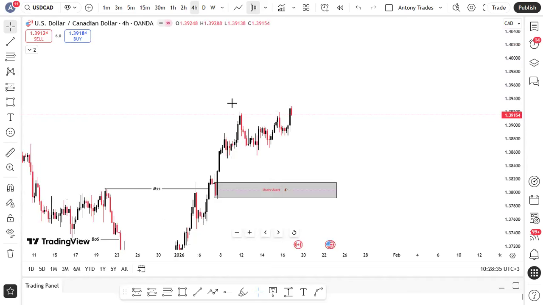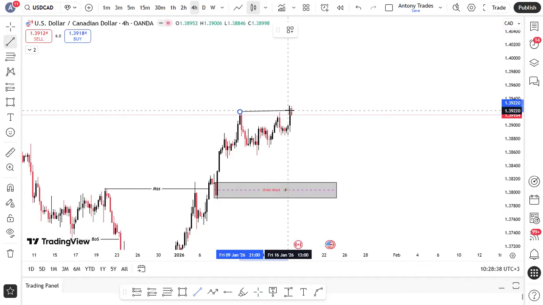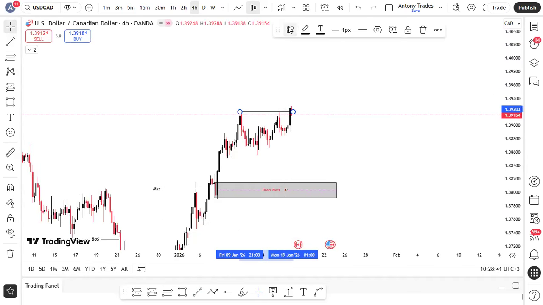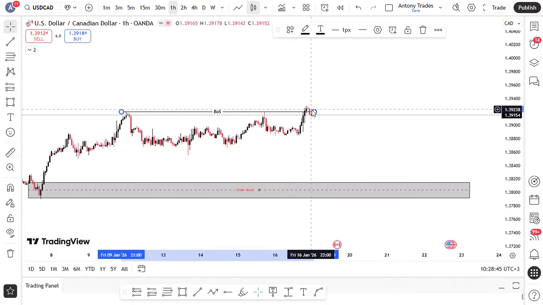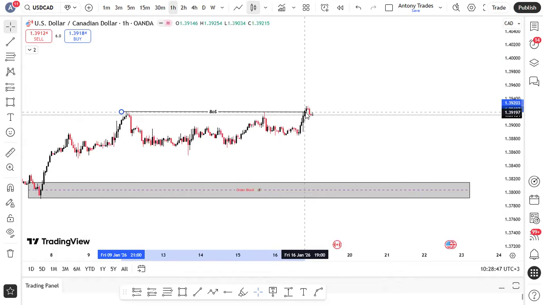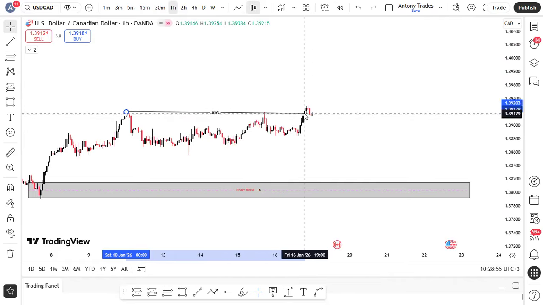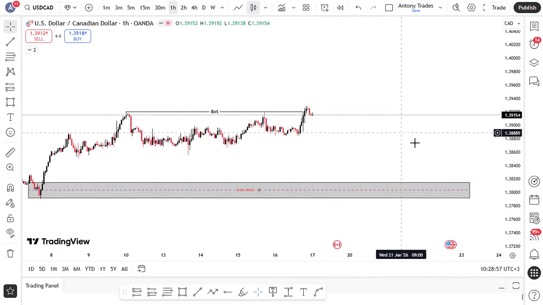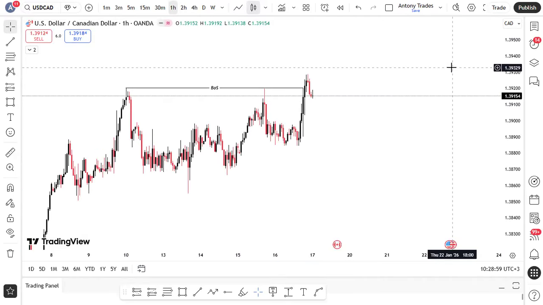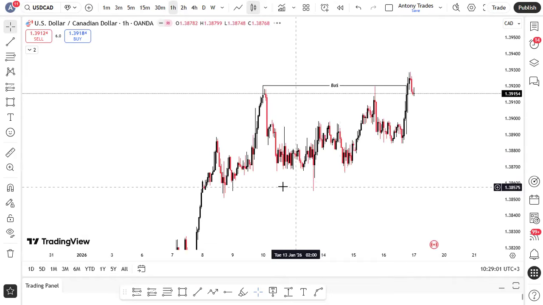So it seems like we have another break of structure here. So if we go to the 1 hour time frame, let me look at something. Do we have any strong low like that?